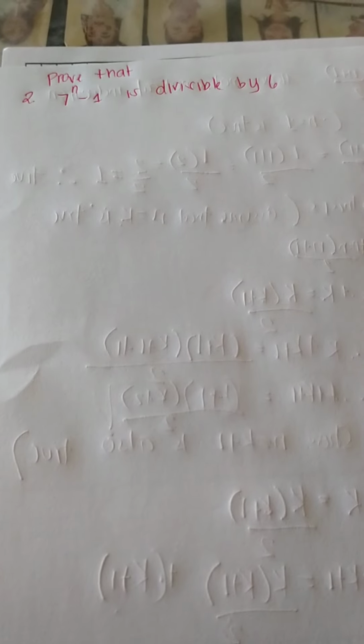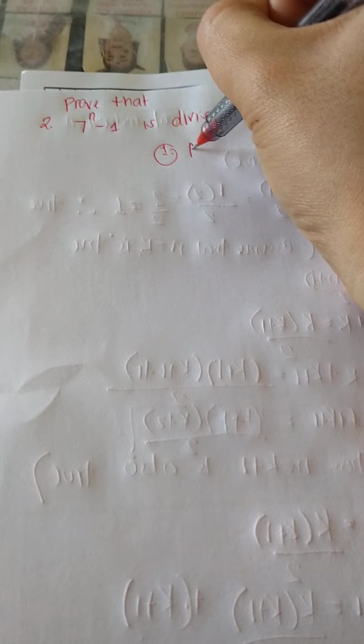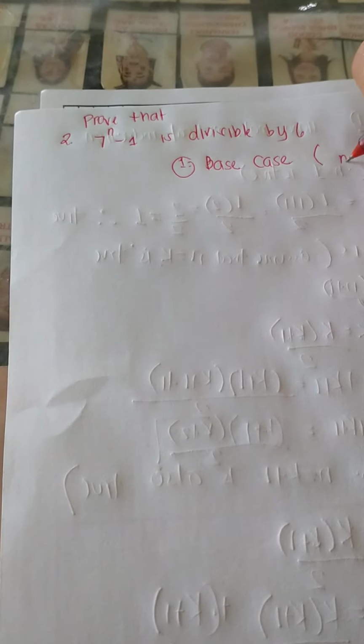Example number 2. Prove that 7 to the power of n minus 1 is divisible by 6. So, as I said, when we use mathematical induction, there are three conditions to consider. The first one is the base case. That is, show that n equals 1 is true. So, therefore, we substitute 1 for n.